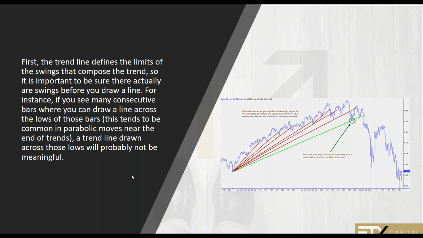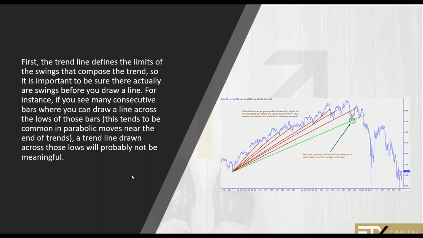But you can see on this chart, you're constantly redefining your trend line because as price moves, it violates that trend line. You have to locate the new trend line, the new one, the new one, and the new one, because you've got to hold to the rules. So first, the trend line defines the limits of the swing that compose the trend. So it's important to be sure that those actually are swings before you draw your line. For instance, if you see many consecutive bars where you can draw a line across the lows of those bars, a trend line drawn across those lows will probably not be meaningful.